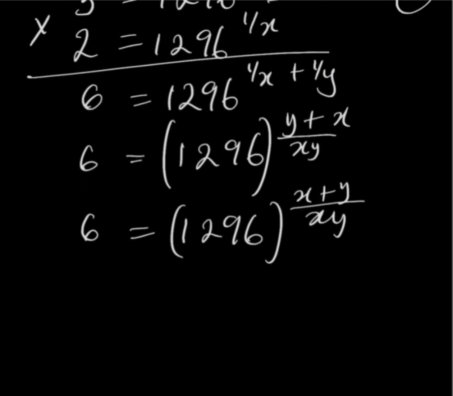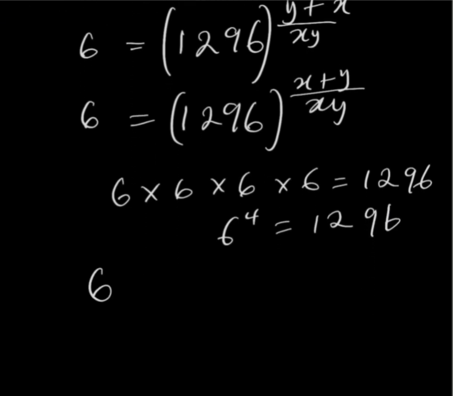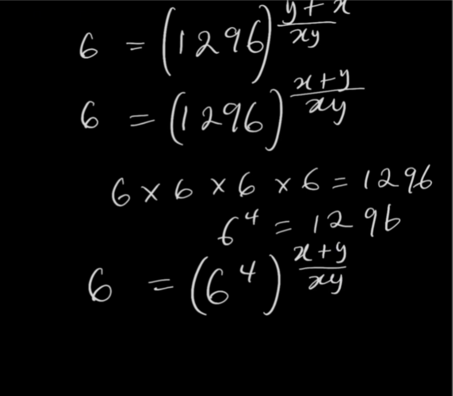Now, what if you try to find out 6 times 6 is 36? 36 times 6 is 216. 216 times 6 is 1296, which means that 6^4 will give us 1296. So I can just use 6^4 to replace 1296. Then I'll have (x + y)/xy.